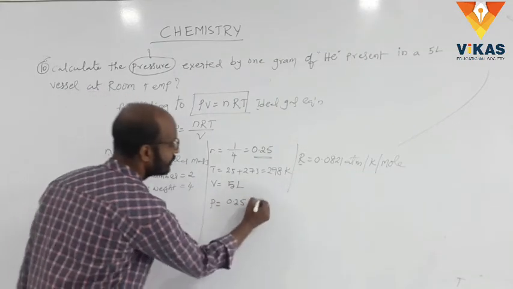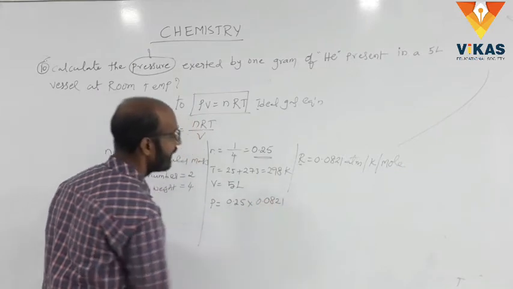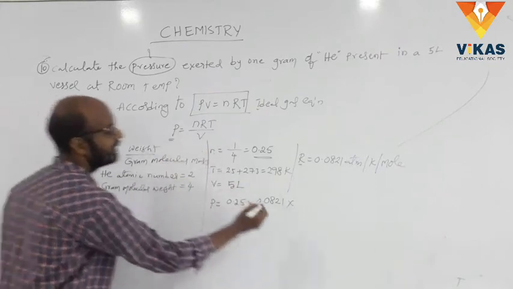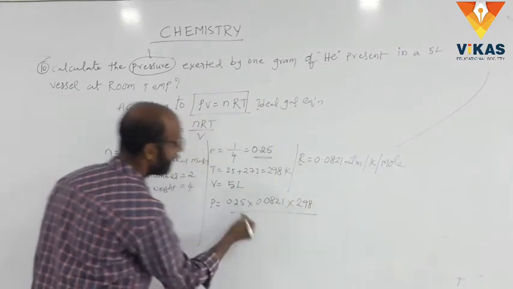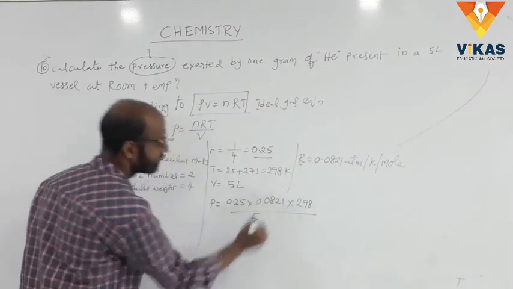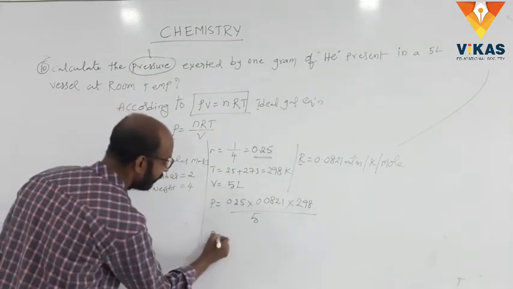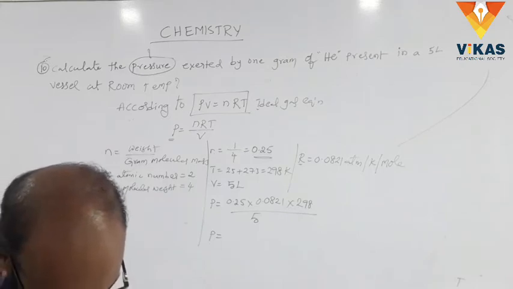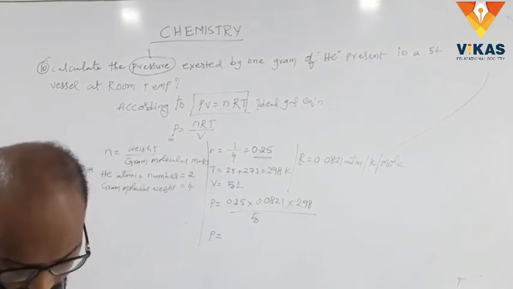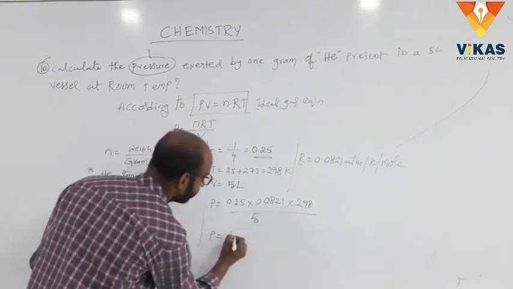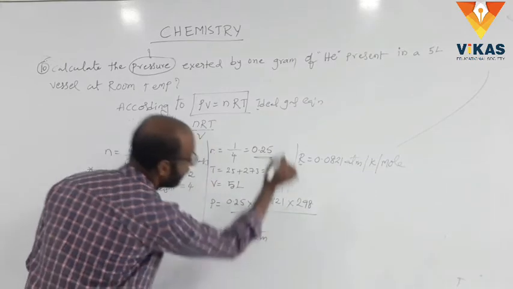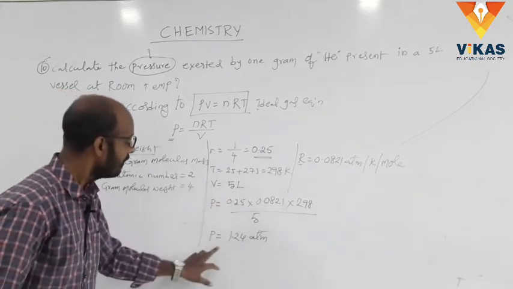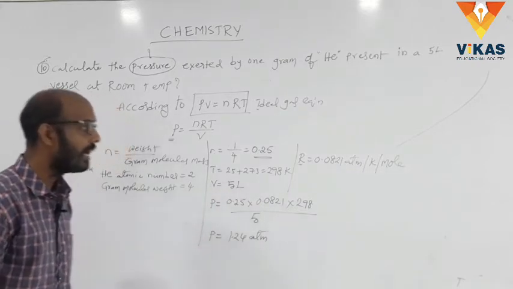Substitute the values: 0.0821 into, nRT, T is 298, by volume 5 liters. So we get the pressure P value, that is equal to 1.24 atmosphere. The total calculation gives the P value 1.24 atmosphere.